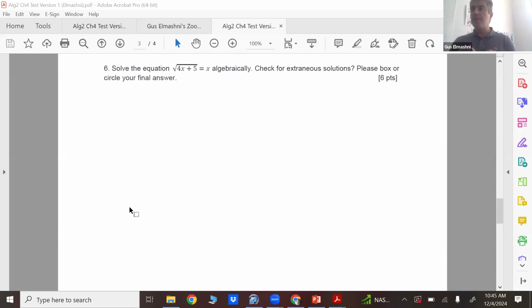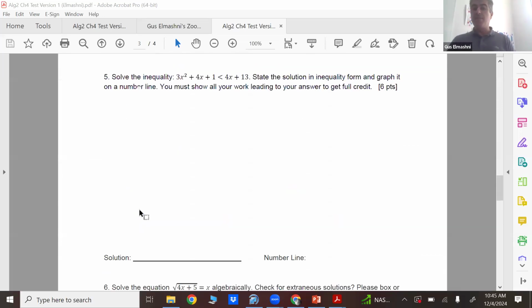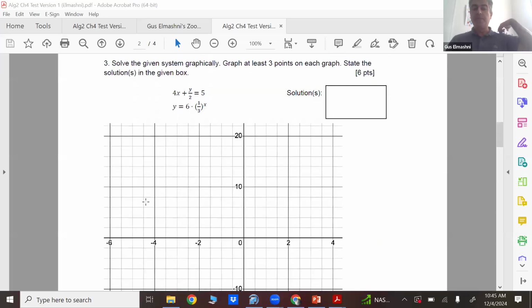No. Yes, for number 2 you will, but not the actual graphing of inequalities. That's by hand. No, 3 will, because that's a different, that's not an inequality. 3 was just, oh, sorry. I didn't see it.